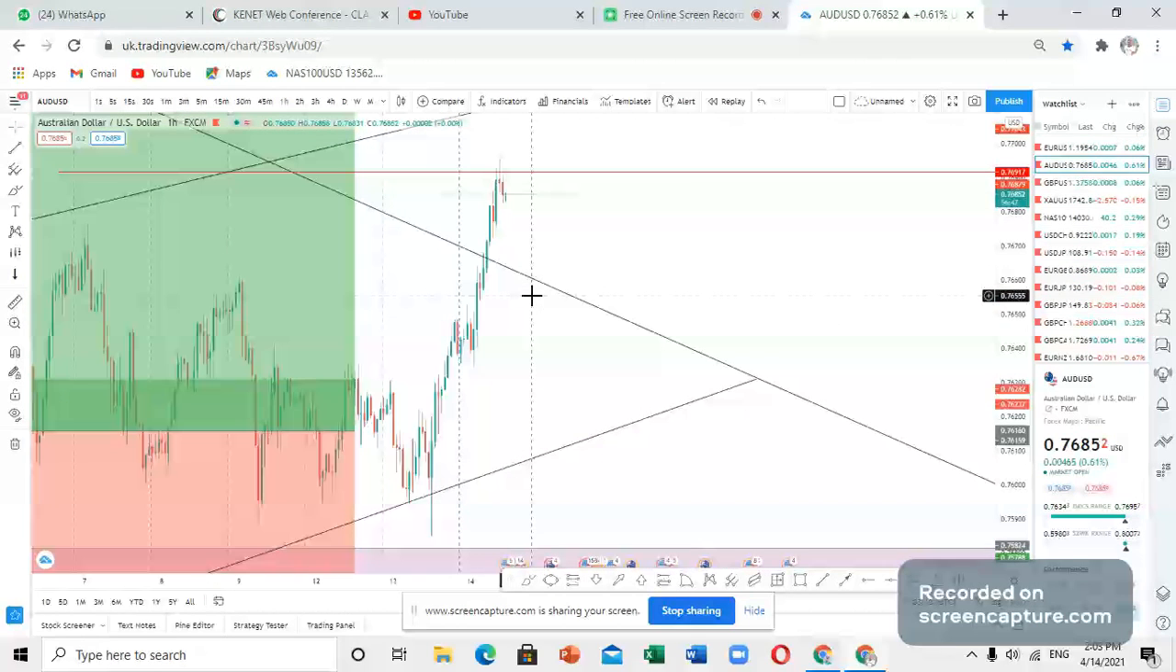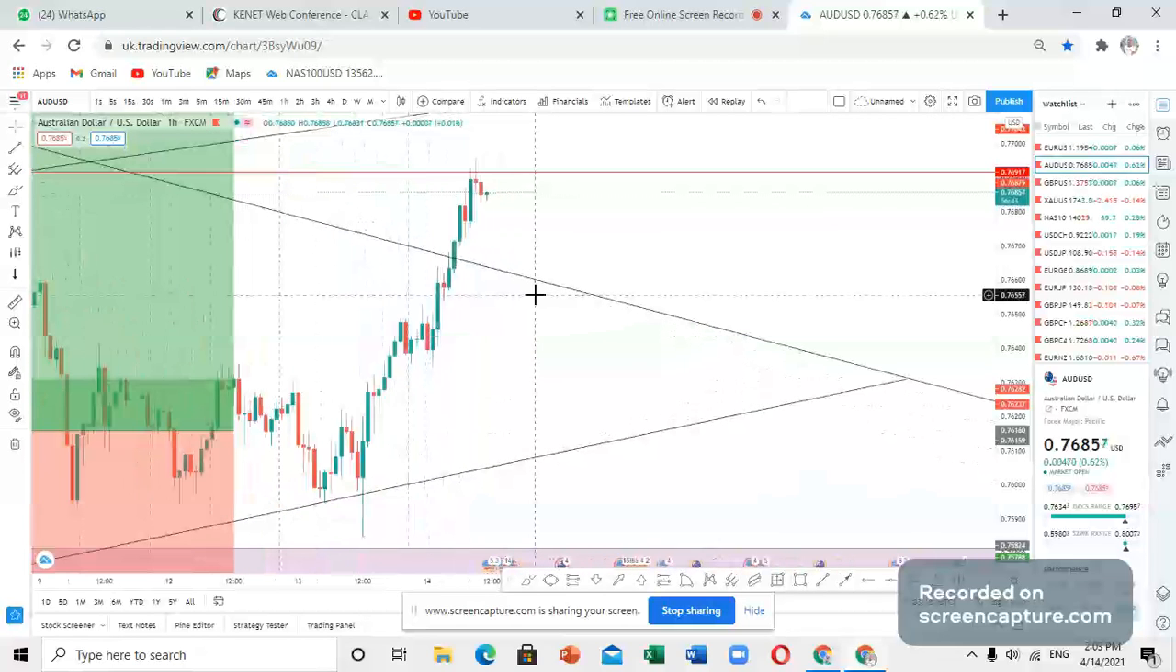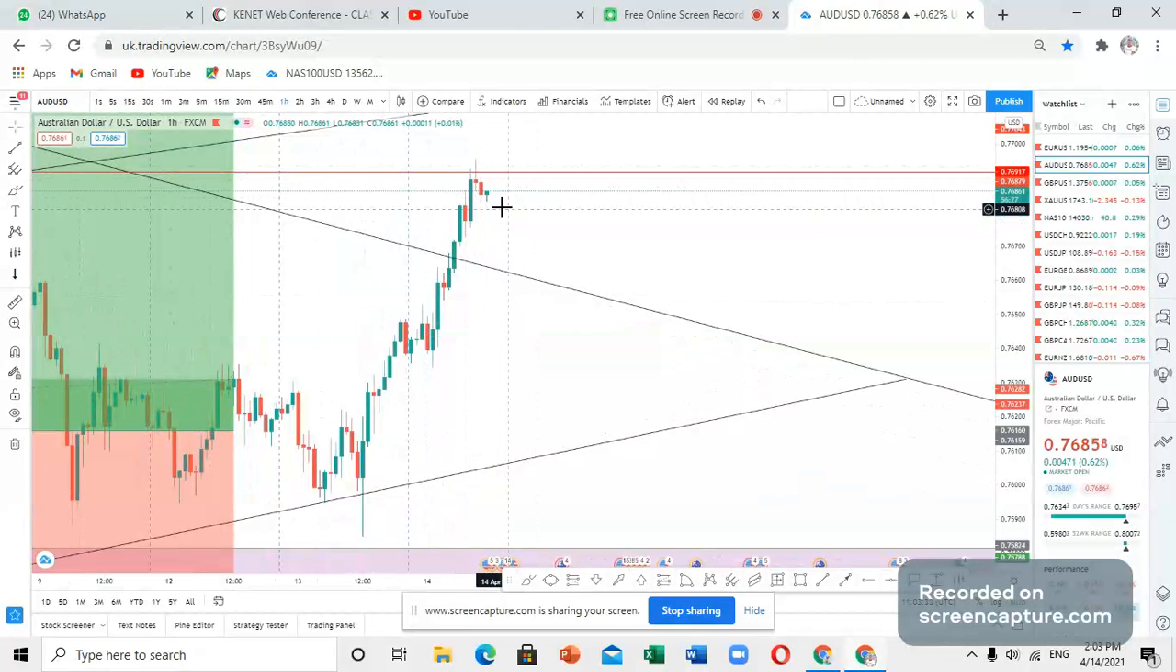So currently you can see that you have got some red candlesticks. Remember, this is the position that I have placed my take profit at, and you can imagine that it just touched my take profit and then decided to move to the downside. So I'm waiting for this candlestick to close.